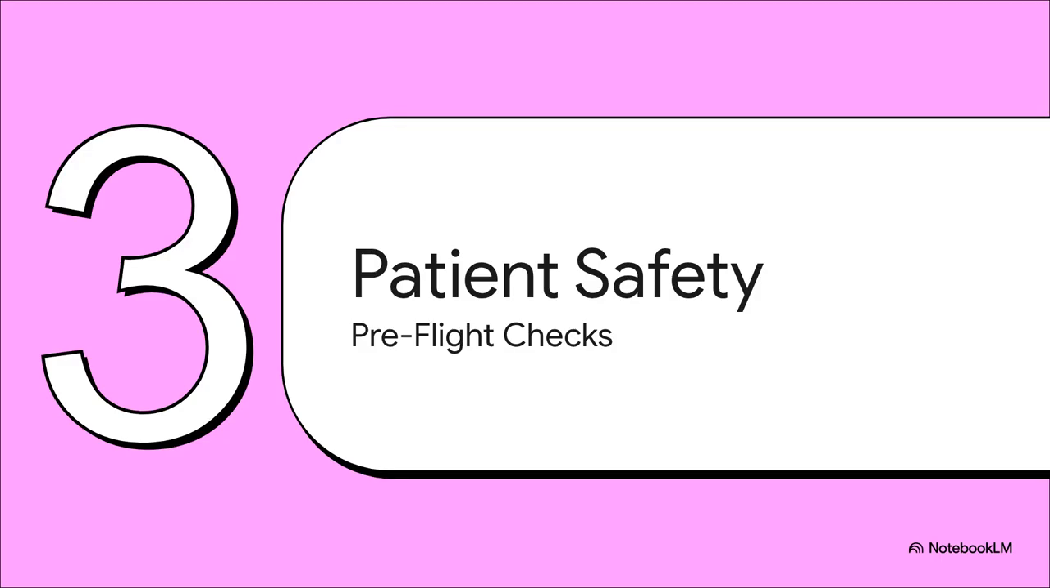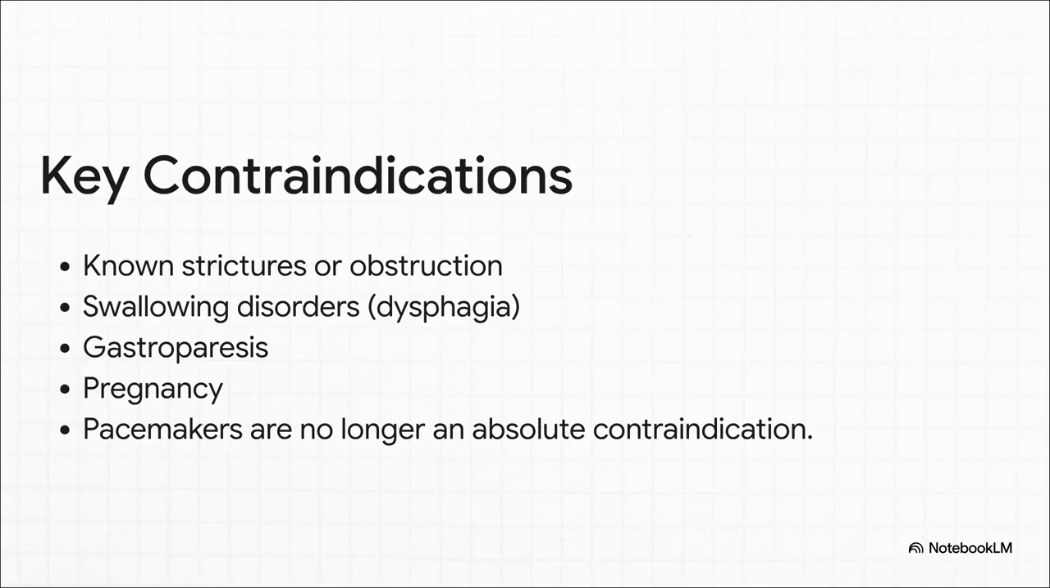Okay, now for one of the most important parts. Before a patient swallows anything, we have to run a series of pre-flight checks. This is all about making sure that little camera has a safe trip and we avoid any trouble. The absolute number one thing we worry about is the capsule getting stuck, what we call capsule retention. So if a patient has a known stricture or obstruction, that's a hard no. Same goes for things that would stop the capsule from even getting started, like a swallowing disorder or severe gastroparesis.